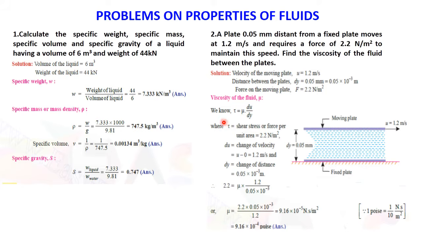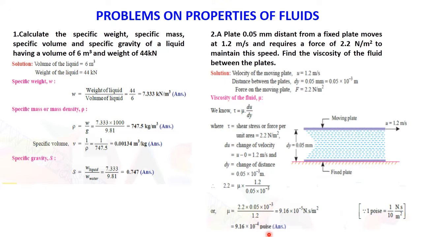Now just inputting all the values in the above equation, tau is equal to mu du by dy. So tau is 2.2 is equal to mu into du, which is 1.2, divided by 0.05 into 10 raised to minus 3. So the value which we get is 9.16 into 10 raised to minus 5 Newton second per meter square. This is the value which we get after evaluating this equation for mu. So mu is 9.16 into 10 raised to minus 5 Newton second per meter square.